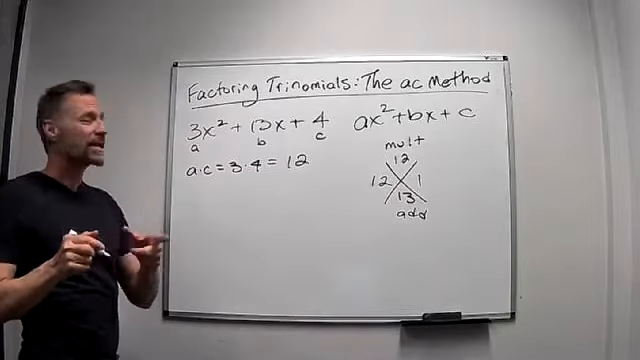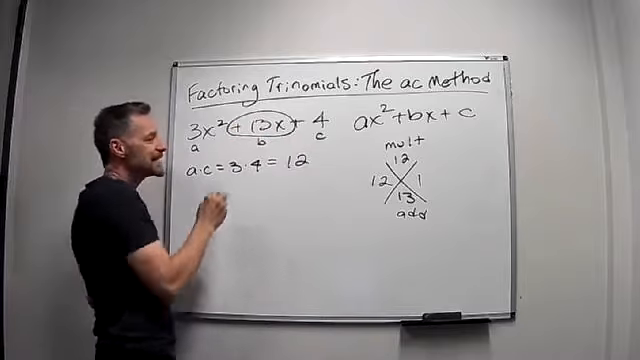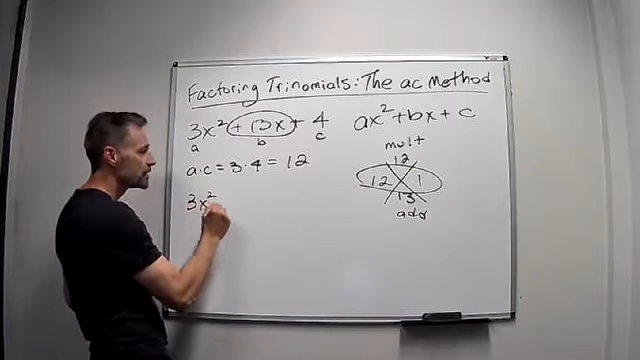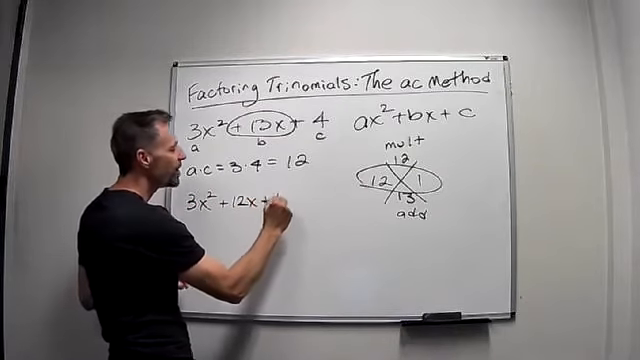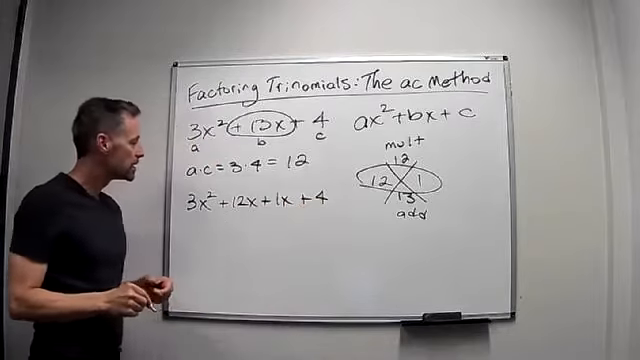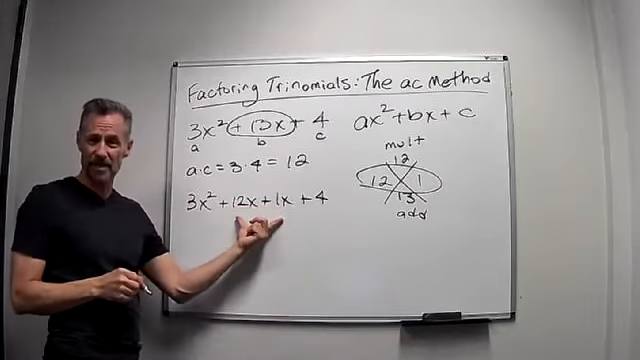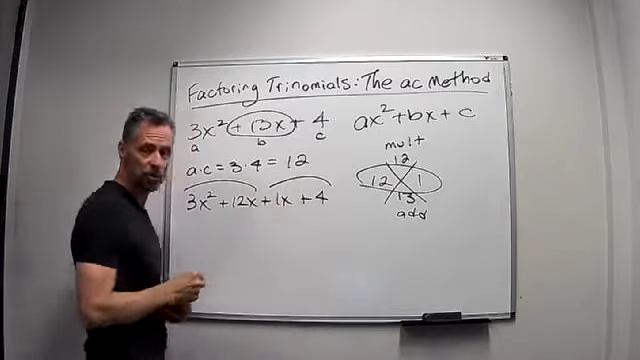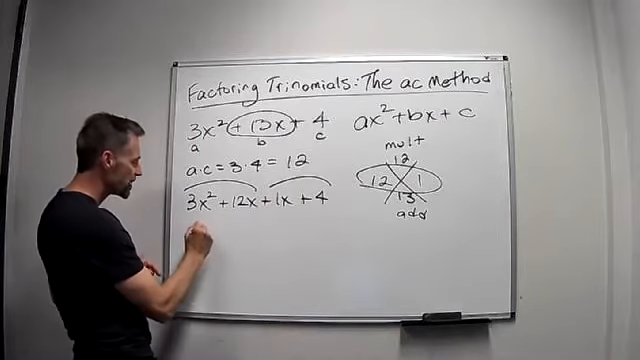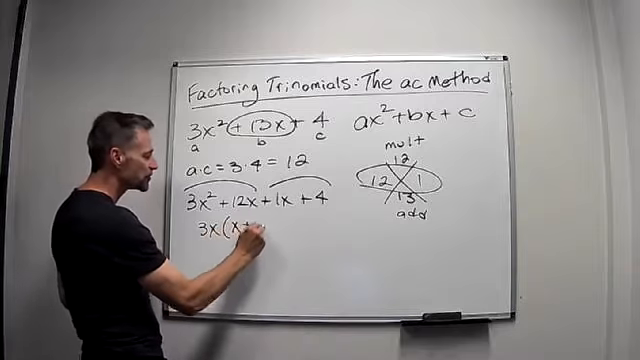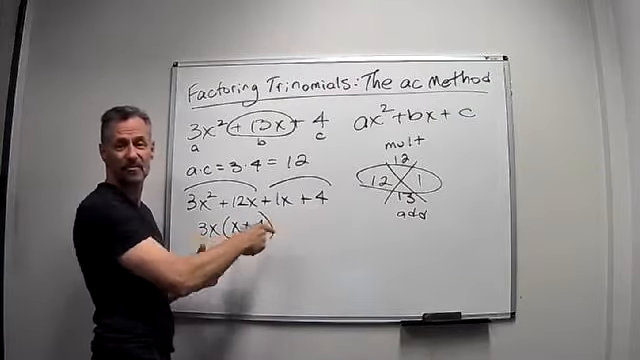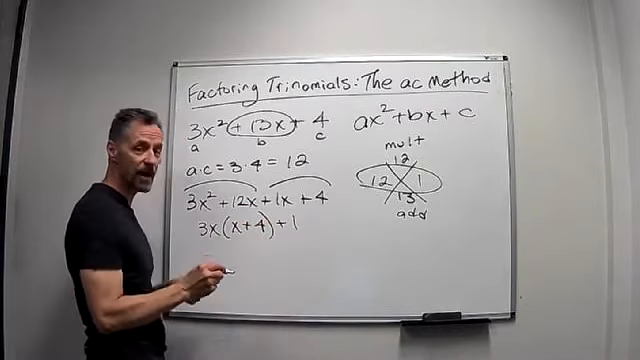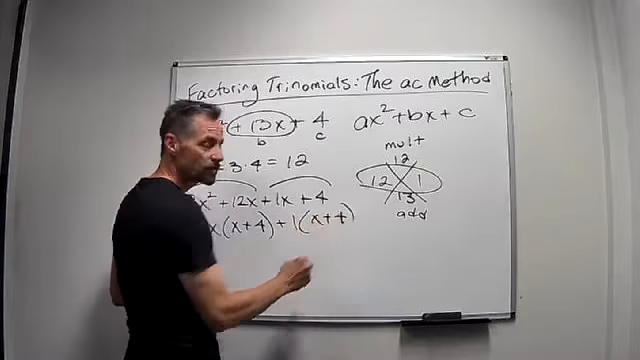So that works. I rewrite this plus 13x with the 12 and the 1. So I write 3x squared plus 12x plus 1x plus 4. It's the same as originally, just written a little bit differently. Now I factor by grouping. I take my first group, my second group, and factor out whatever's common. Here I can factor out a 3x. It leaves me with x plus 4. Here the greatest common factor is only a 1, which is one reason I like to leave the 1 there. So I factor out that 1, and I get x plus 4 also.